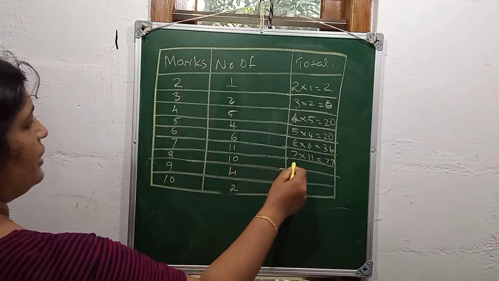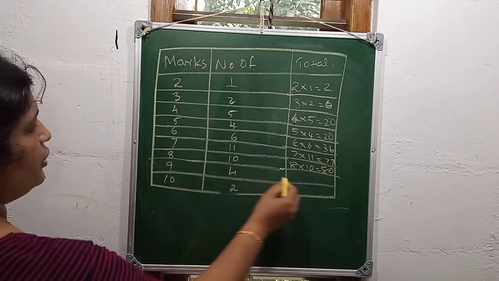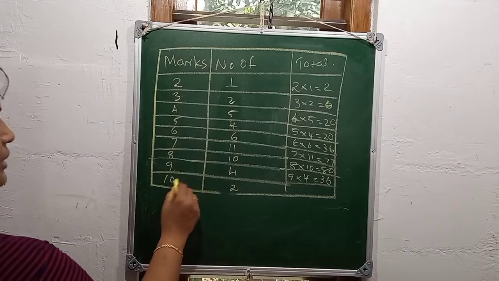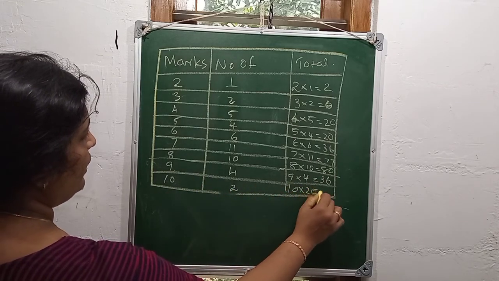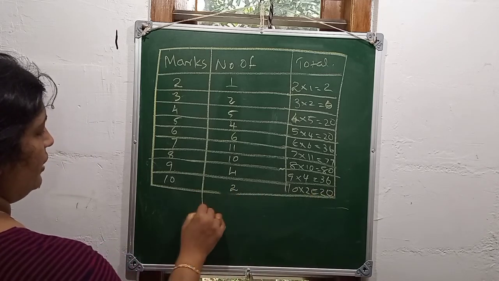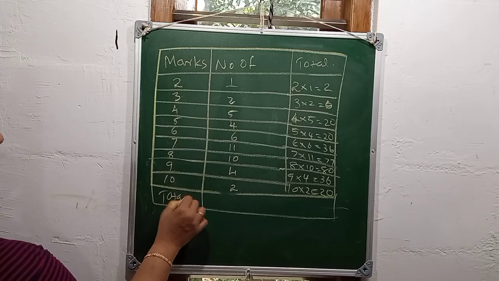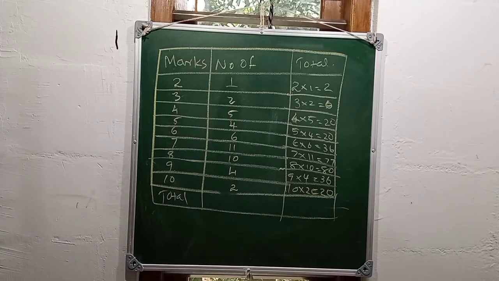Then 8 into 10 is equal to 80. Then 9 into 4 is equal to 36. Then 10 into 2 is equal to 20. One more row, that is for the total. See how many students are here? Total 45 students are here.